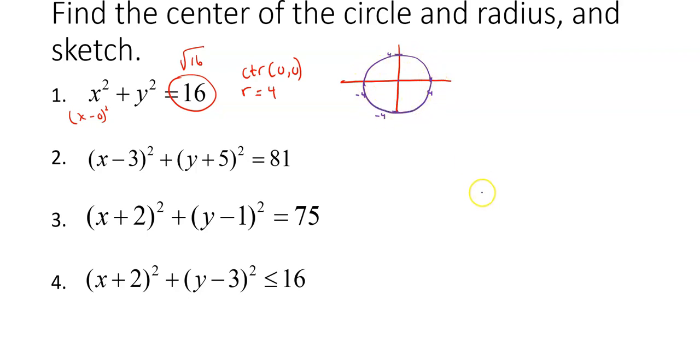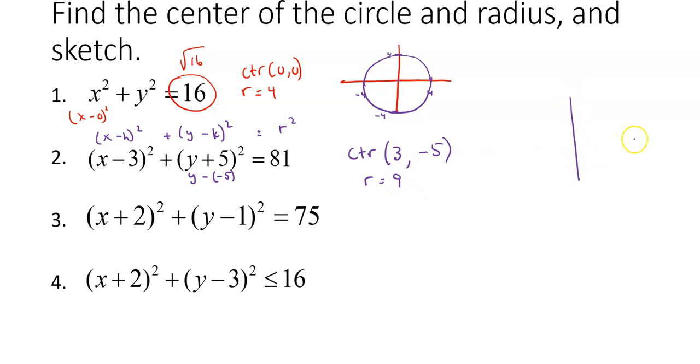All right. Look at the second one. The second one is not centered at the origin. So remember, the formula is x minus h squared plus y minus k squared equals r squared. So if it's x minus h squared, then the first coordinate of the center is just 3. This says y minus k, but this says y plus 5. Well, isn't that the same thing as y minus a negative 5? And then my radius is the square root of 81, which is 9.